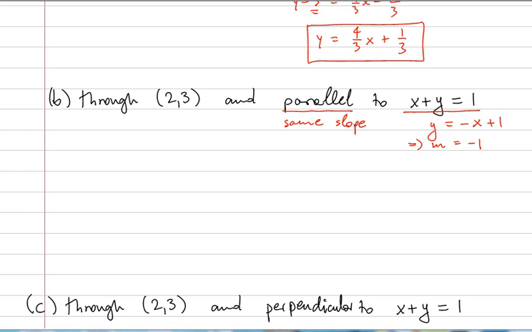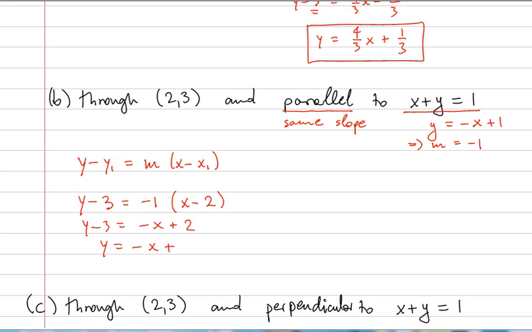So we have to write the equation of a line with a given slope and a given point. So the equation of the line is going to be y minus 3 equals the slope, which is negative 1, times x minus 2. So y minus 3 equals negative x plus 2, and therefore y equals negative x plus 5. And that's the final answer.